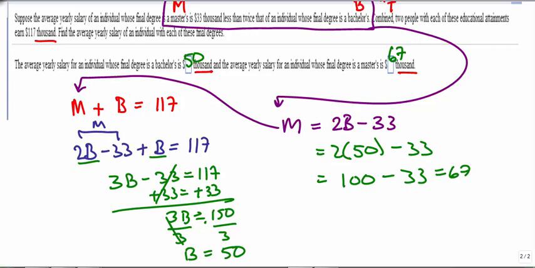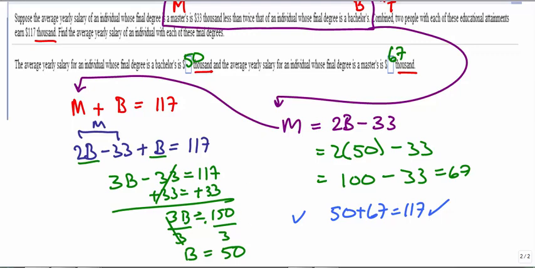Now to check this, I can just add them together. 50 plus 67 is 117, which is what I should have. So this looks like it's a correct solution. So again, some of these are kind of long problems, but don't give up on them. You have to keep working toward the final solution, and sometimes they can be fairly involved.